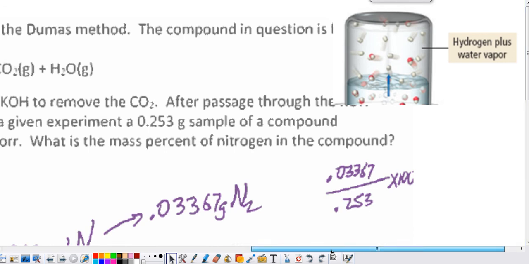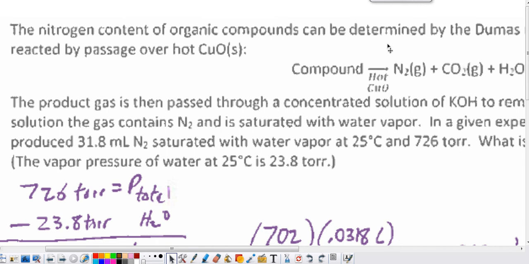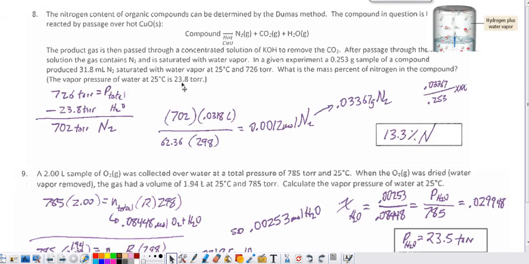So what chemists have done is they have carefully measured the amount of water vapor that can be carried in air at different temperatures. So right here it says the vapor pressure of water, meaning the amount of water that vaporizes, at 25 degrees Celsius is this pressure. The pressure that's given is both the gas and the water floating around. So 726 minus the water gives us the pressure of just the nitrogen.